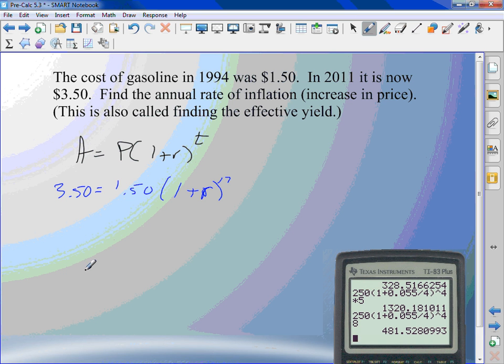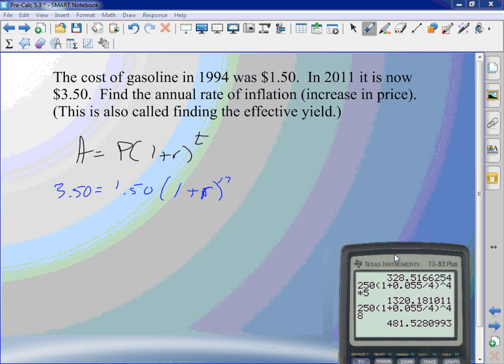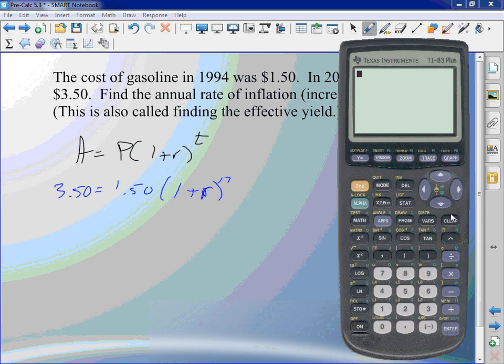We're saying January and January. I haven't done anything yet. The 350 is there because that's the price right now. I put the 150 because that's my starting point. 1 plus R because I don't know the rate. And T is 17 because it's been 17 years.